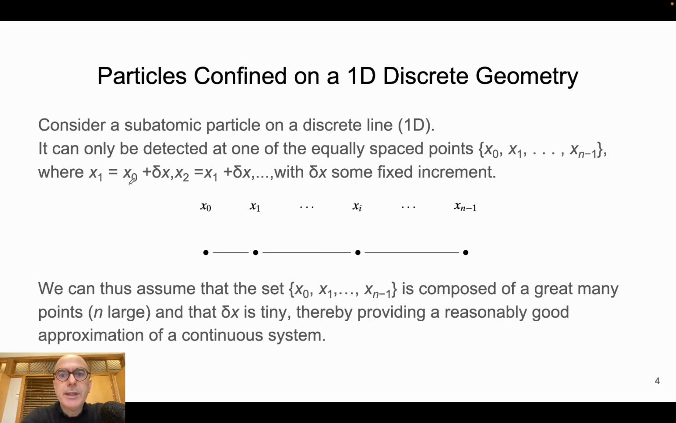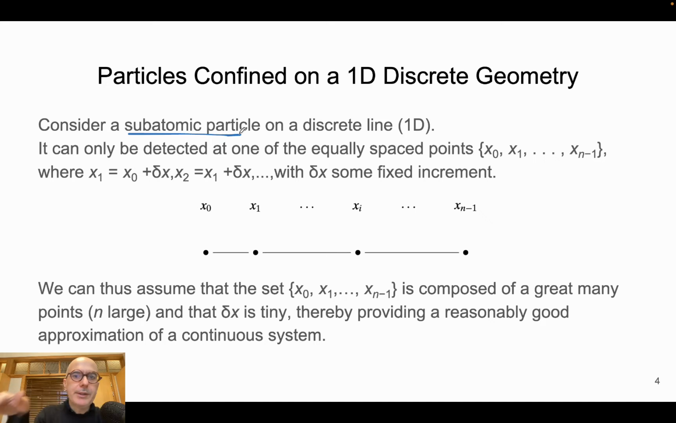The first example is particles that are confined on a 1D discrete geometry. In this case, let's consider a subatomic particle. Why subatomic? Well, we choose a subatomic particle because it satisfies the rules of quantum mechanics. It's not a particle moving in continuous space like in classical physics, but a quantum particle, so it obeys the rules of quantum mechanics.